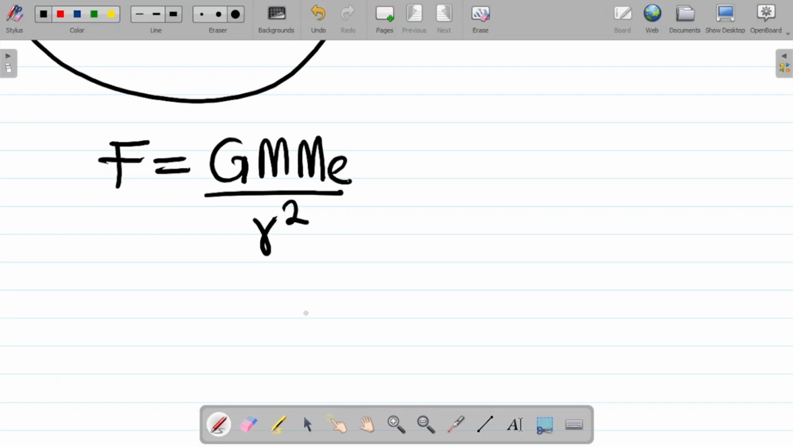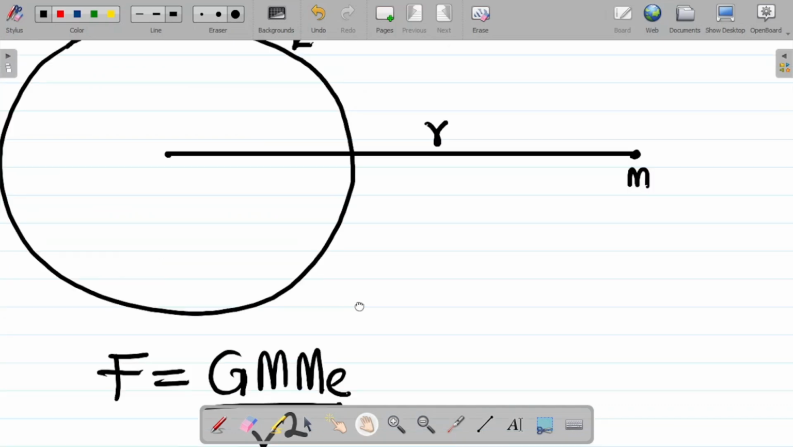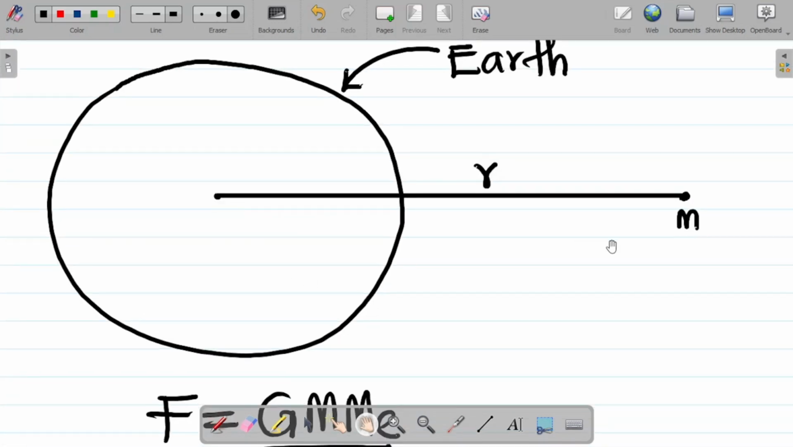Next up, the work done in moving this mass. Now we said this mass is escaping the Earth. So the work done in moving this mass from this point to this, a work has to be done because a force is moving the mass out of the Earth. So that means a work is done.